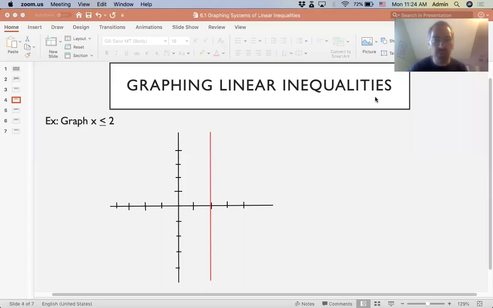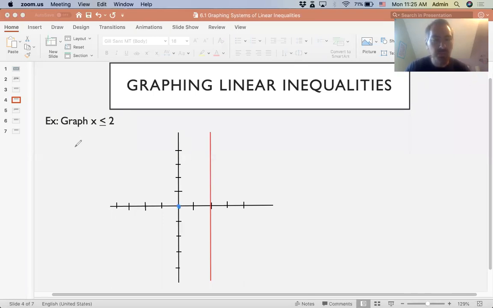It will pass through the x-axis at x equals 2, and every point on this line will have an x value of 2. All right, but we can still choose a test point, 0, 0, since it's available, and determine whether that's going to give us a true or false statement, and then do our shading.